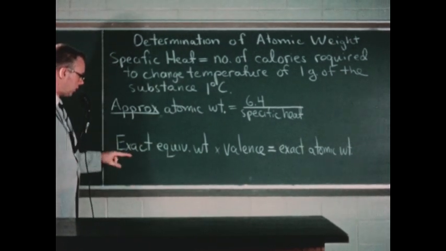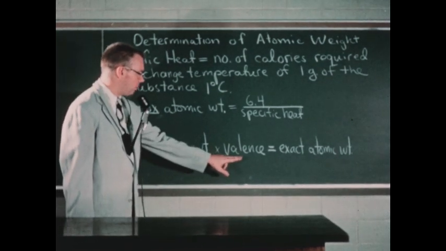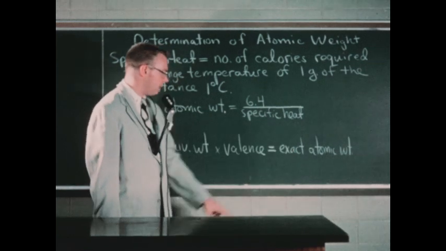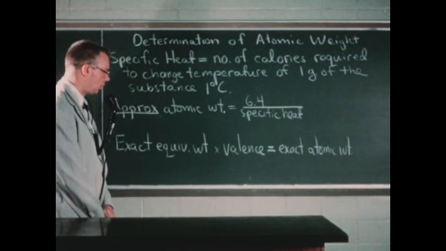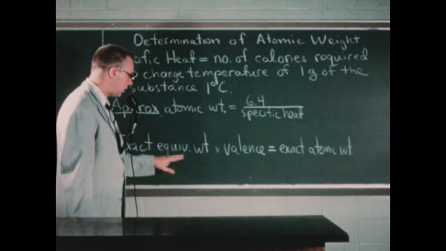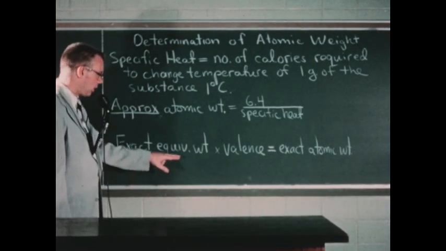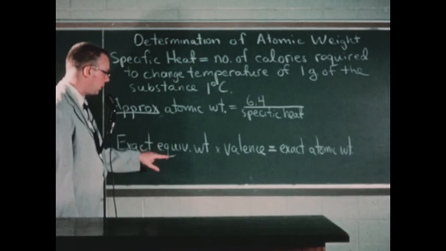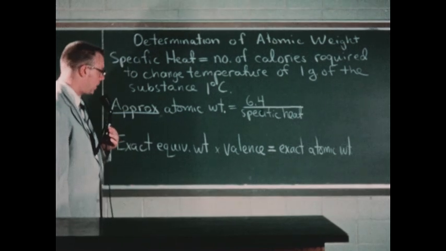You previously discovered that the equivalent weight multiplied by the valence, or the combining capacity, equals the atomic weight. And you also know that the valence of an element is always a whole number. Now, the equivalent weight is another quantity which is possible for us to determine in the lab rather easily. So using these two relationships, it's actually possible for us to calculate the exact atomic weight.